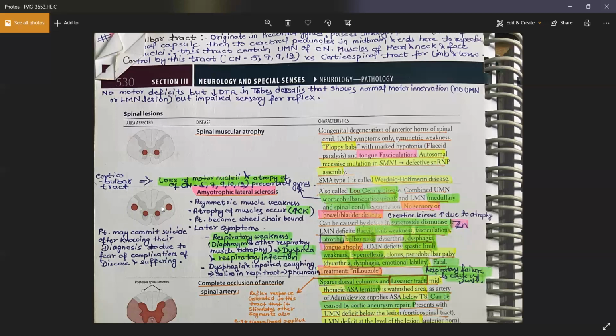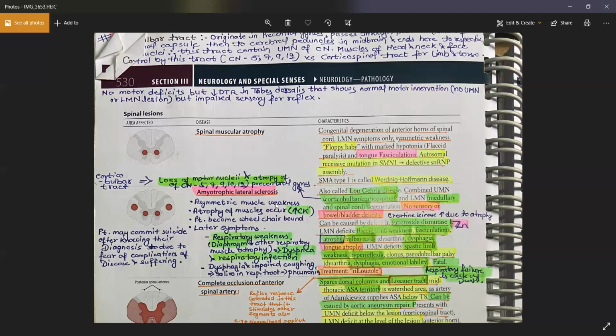And generally, when they come to know all these complications of the disease, they generally commit suicide. The patient may often commit suicide after knowing their diagnosis because of the complications of the disease and its suffering. Initially, the patient will have a loss of motor nuclei, and as a result, atrophy of cranial nerves 5, 7, 9, 10, and 12. All these nerves have a motor supply, right? They are giving motor supply, so they will die first.